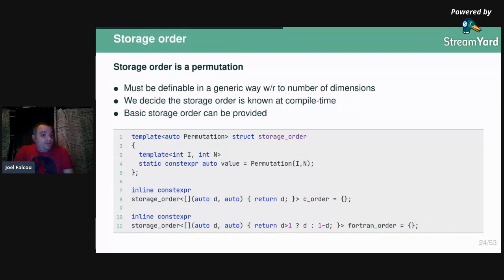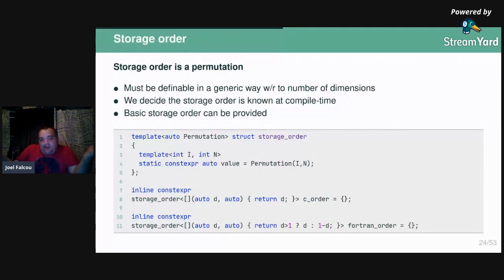So I can just say that the storage order is something that takes a permutation as a parameter, and it has a value internal template variable that takes I and n. So I is the current dimension you want to order, and n is the number of dimensions you are currently ordering. It may be interesting to have n, because sometimes you want to do some kind of complex permutation, and just having the index of the dimension is not enough.